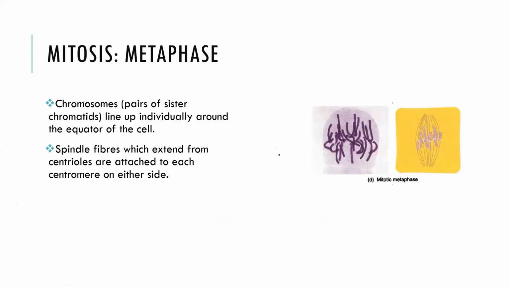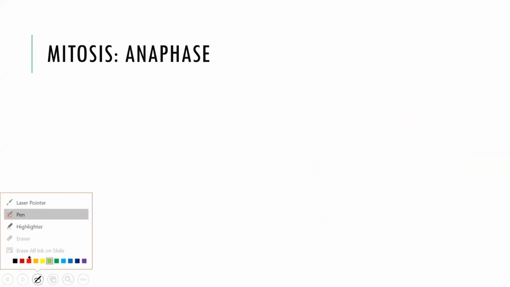So here you can see the metaphase. The chromosomes, that is pairs of sister chromatids, line up individually around the equator of the cell. And the spindle fibers come and attach to the centromeres from either side. Then you have the anaphase.